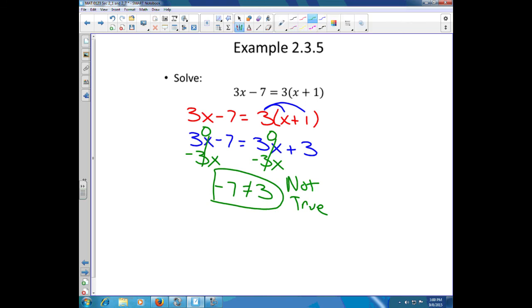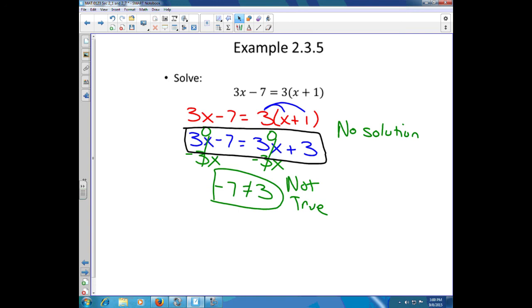And so what that means is there's no solution to this equation. There's no x value that you could plug in where both sides will be equal. And once again, you can see that here. Regardless of what x is, 3 times x will always be the same thing. And then if you subtract 7 from one and add 3 to the other, they'll never be the same number. So there's no way that these two can ever be equal to each other.